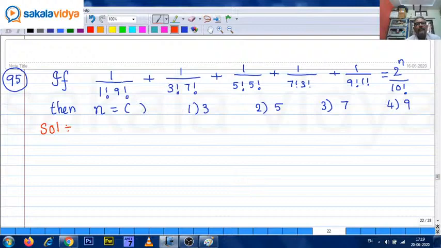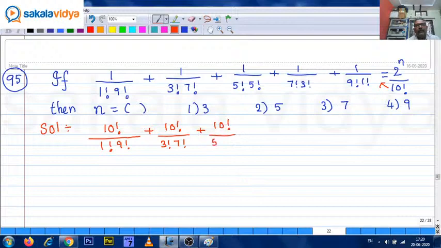Solution. You cross multiply by 10 factorial, so each and every term of the left hand side is being multiplied by 10 factorial. So we can write 10 factorial upon 1 factorial and 9 factorial, plus 10 factorial upon 3 factorial times 7 factorial, plus 10 factorial upon 5 factorial 5 factorial, plus 10 factorial upon 7 factorial and 3 factorial, plus 10 factorial upon 9 factorial and 1 factorial equals 2 to the power of n.